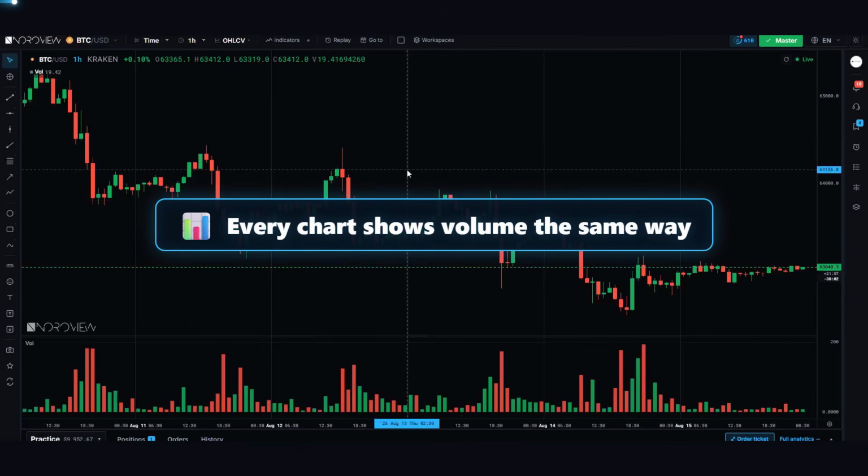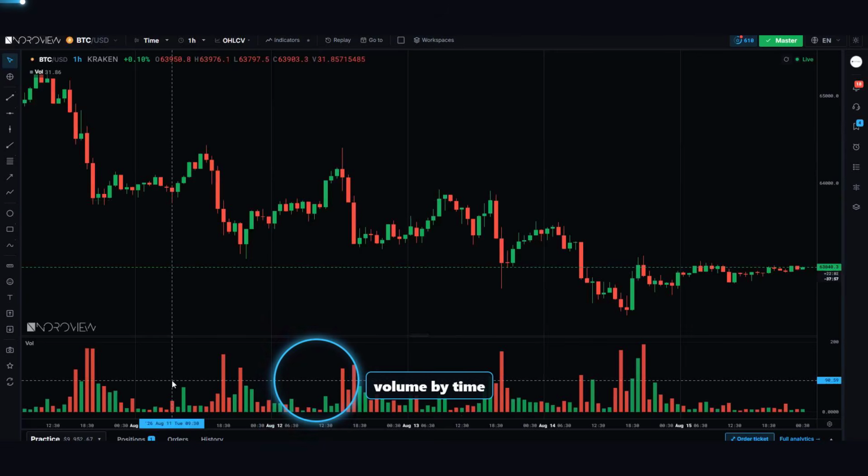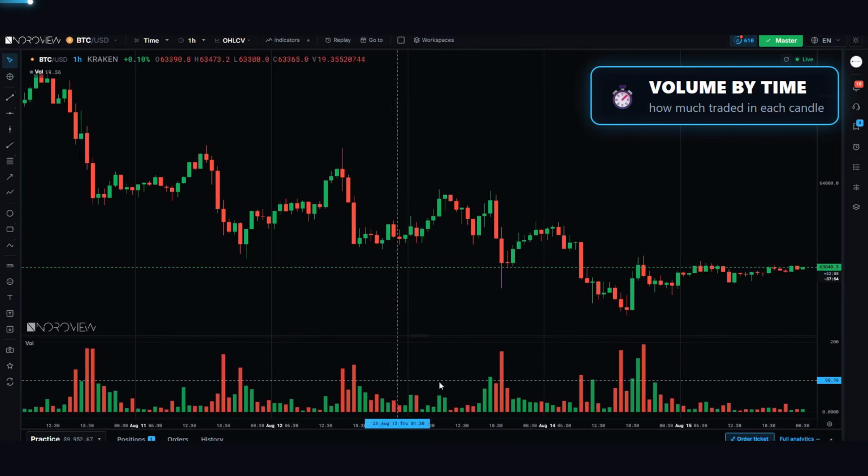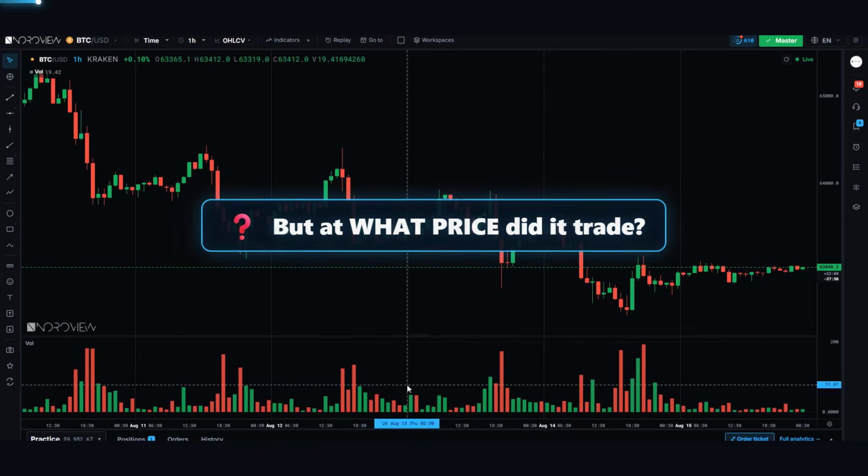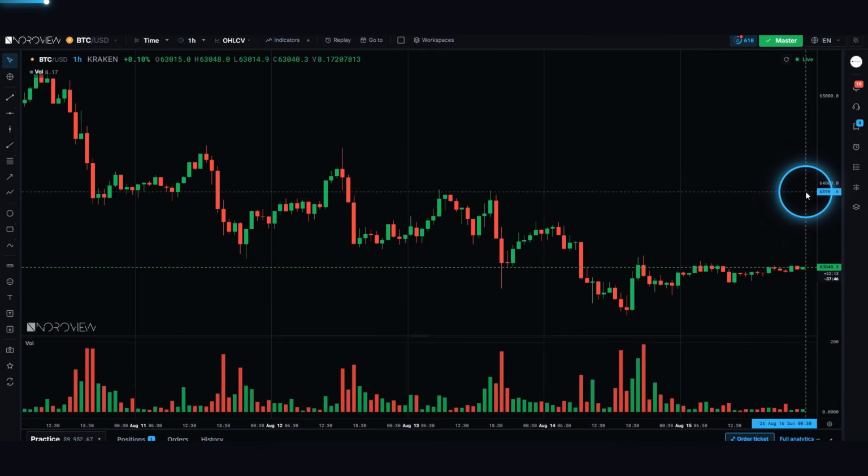Every chart you have ever looked at shows you volume the same way. A row of bars along the bottom, one bar for each candle. That is volume by time. How much traded in this hour, and this hour, and this one. It is useful, but it hides the single most important thing. It never tells you at what price all of that trading actually happened.